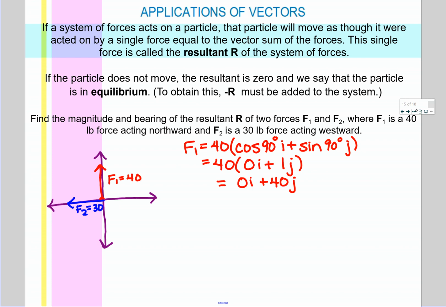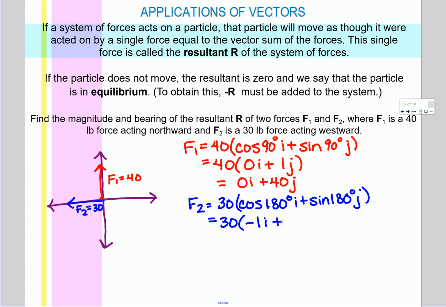All right, we're going to do the same thing for F2. What is the magnitude of F2? 30. What is the angle for F2? 180. Okay, what is the cosine of 180? -1. What is the sine of 180? Distribute your 30 through, you're going to have -30i plus 0j.